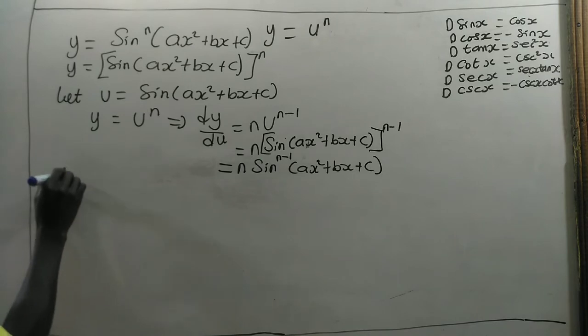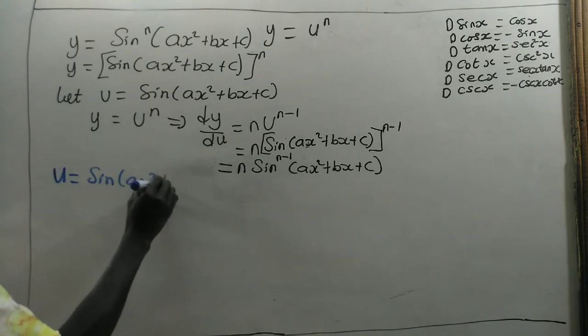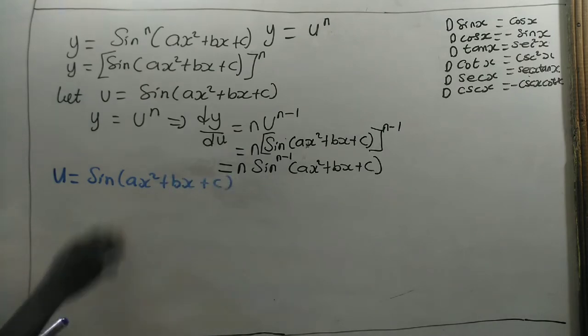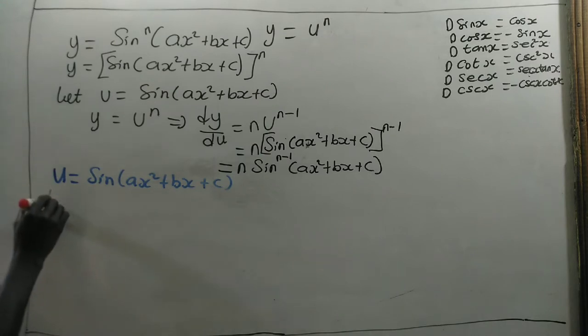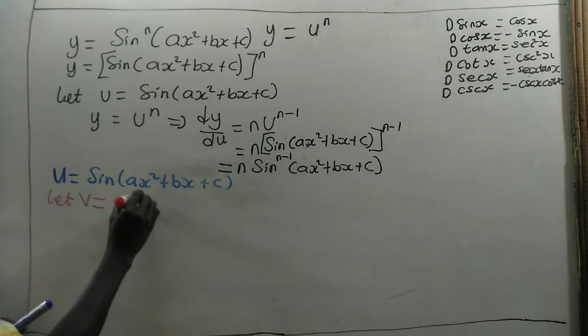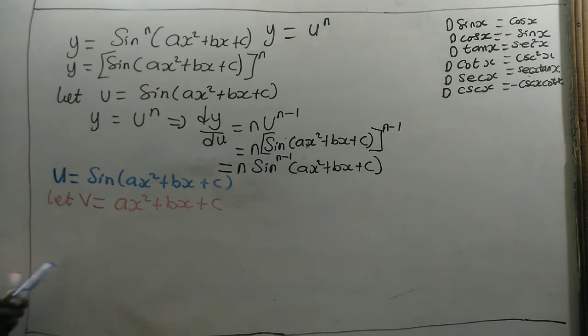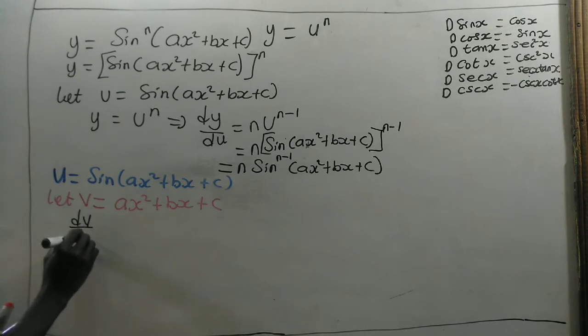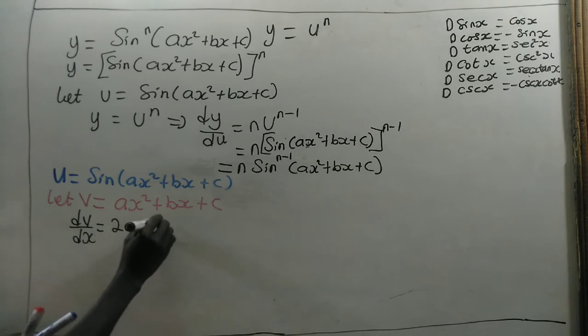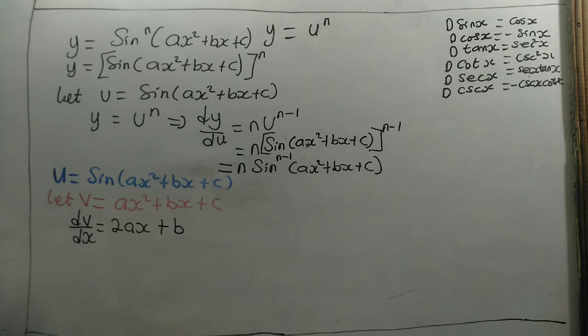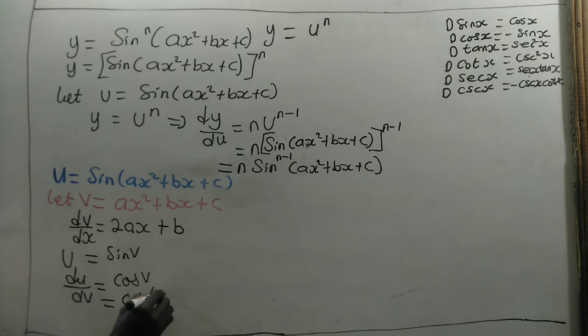So here, if we take u to be equal to sine of ax squared plus bx plus c, we are going to use the chain rule to do the differentiation. So this one, let v be equal to ax squared plus bx plus c, and the derivative of v with respect to x is equal to 2ax plus b. The derivative of the constant is 0. So here, since v equals the inner function, it follows that u is equal to sine v. So the derivative of u with respect to v is equal to cosine v, and that is equal to cosine of ax squared plus bx plus c.